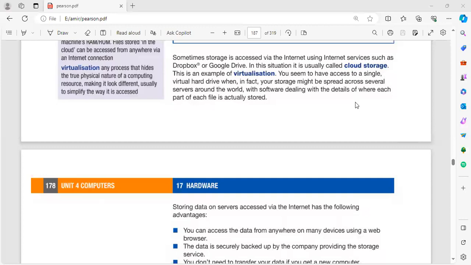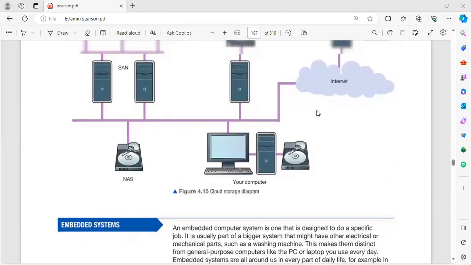Okay, now it says sometimes storage is accessed via the internet using internet service such as Dropbox or Google Drive. In this session, this is called cloud storage. Okay, this is an example of virtualization. So you seem to have access to a single virtual hard drive when in fact your storage might be spread across several servers around the world. So with software dealing with the details when each part of each file is actually stored. Here you can see how your data is stored.